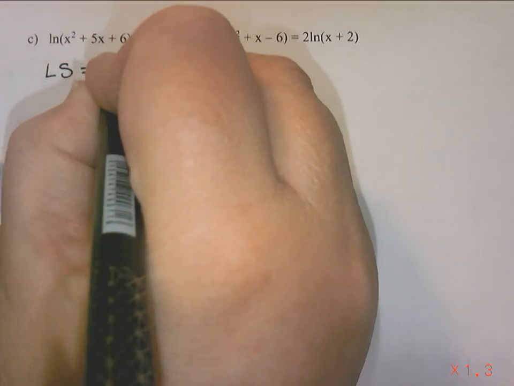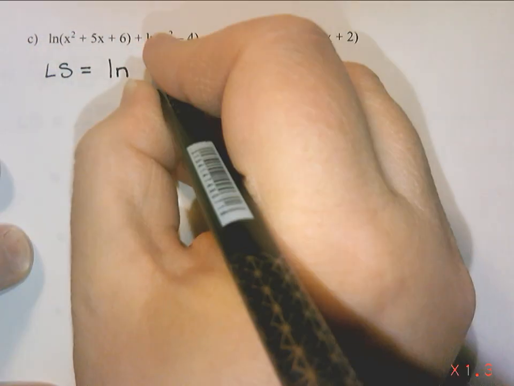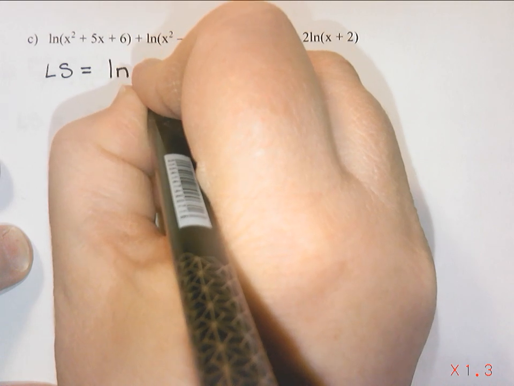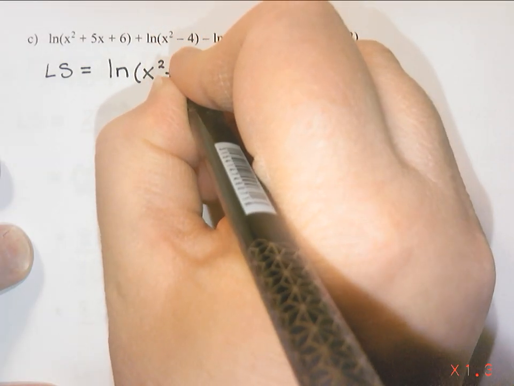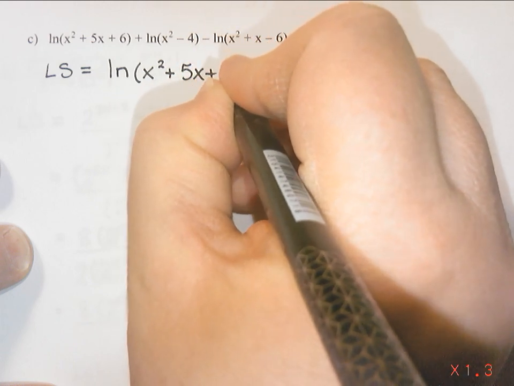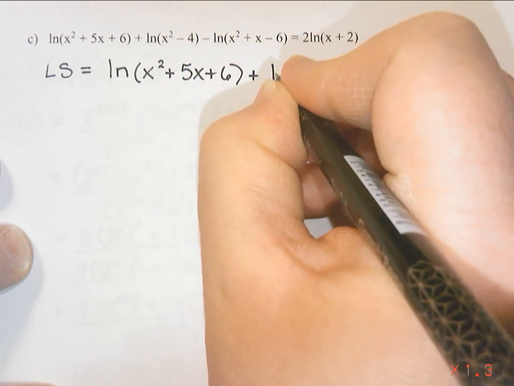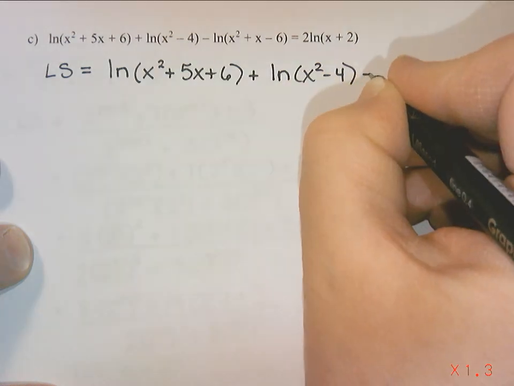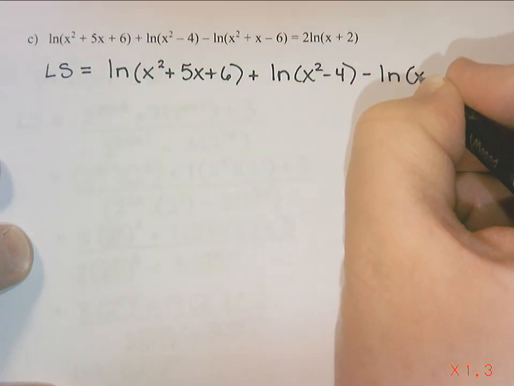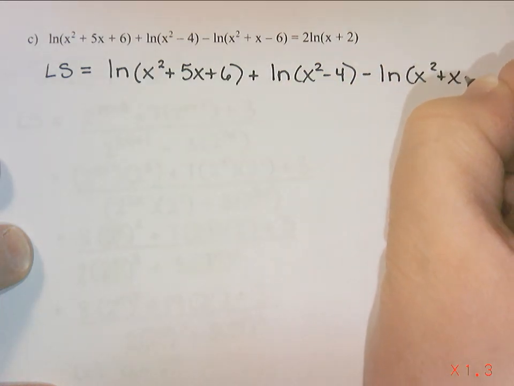So this is ln, which is log base e. E is Euler's number. It's like 2.71, just keeps going. All right, so we have x squared plus 5x plus 6, and then plus ln of x squared minus 4, and then minus ln of x squared plus x minus 6.